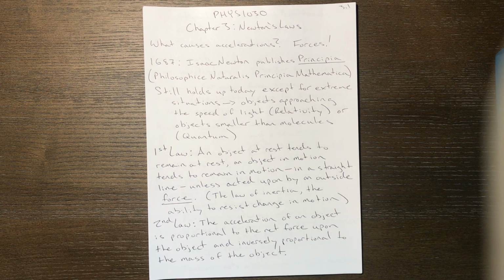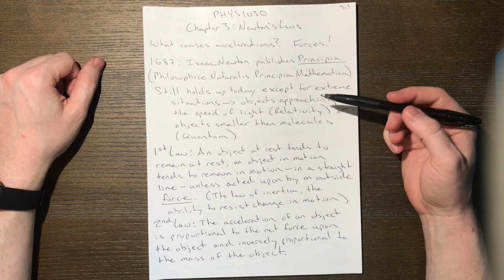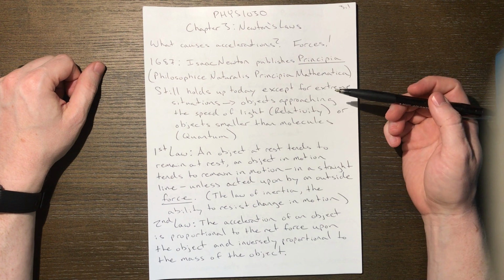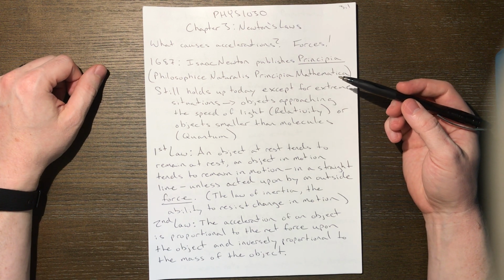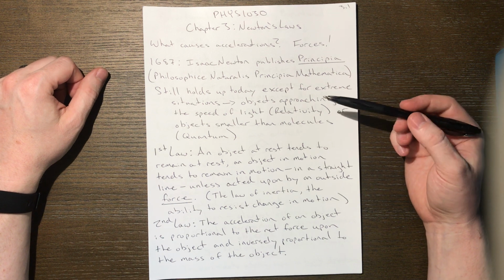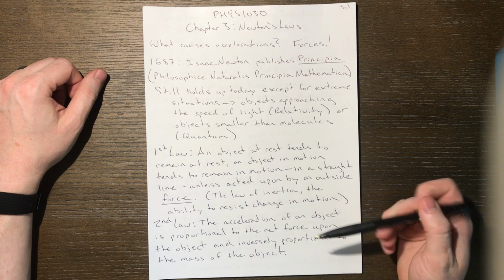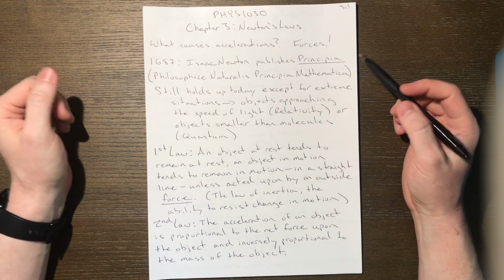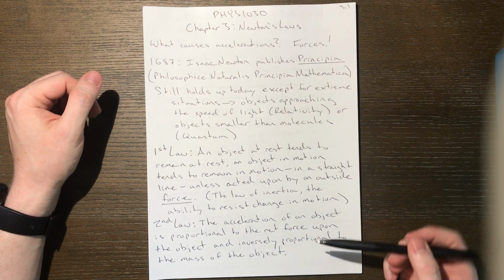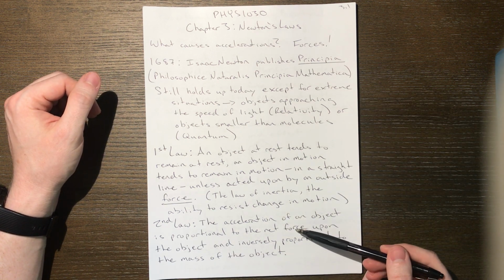Newton's second law says the acceleration of an object is proportional to the net force upon the object and inversely proportional to the mass of the object. And this is starting to get back to that word acceleration and what causes them. We still haven't completely detailed that just yet, but we're seeing the relations between them. We know that acceleration is proportional to the net force.